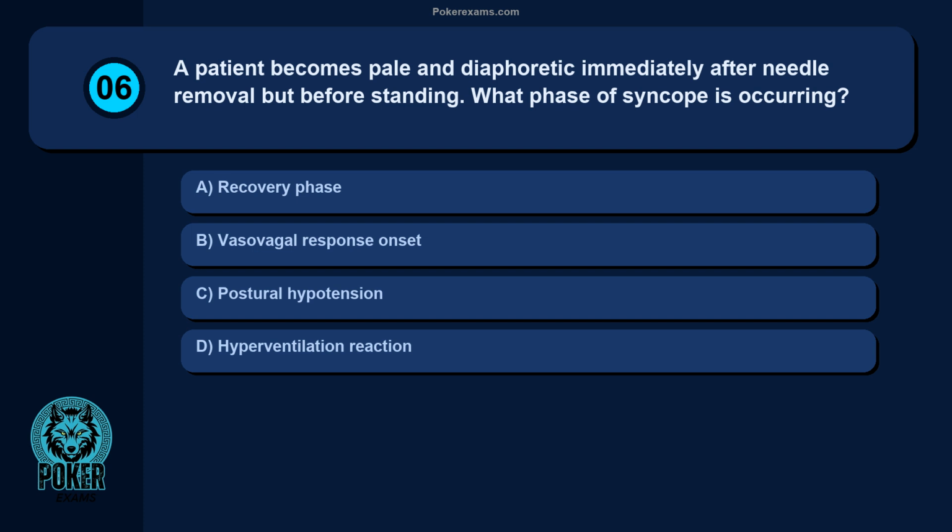Question 6. A patient becomes pale and diaphoretic immediately after needle removal but before standing. What phase of syncope is occurring? Recovery phase. Vasovagal response onset. Postural hypotension. Hyperventilation reaction.